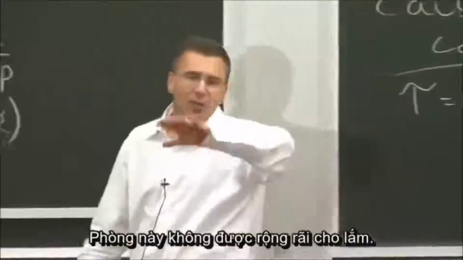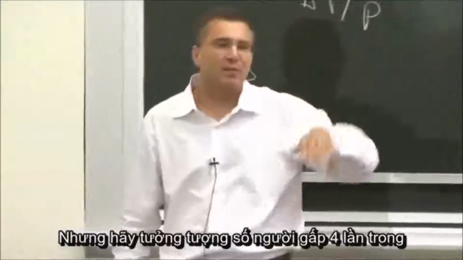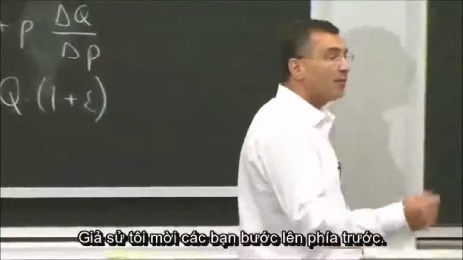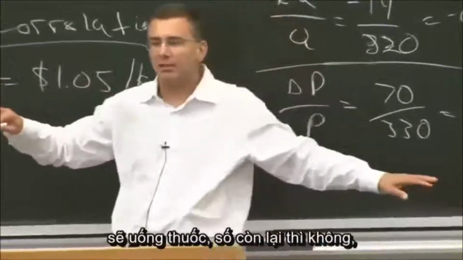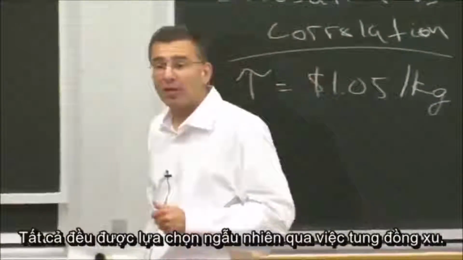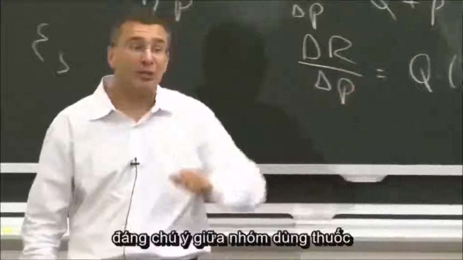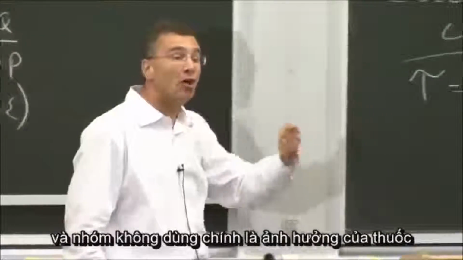Because if, let's take this, well, this room isn't quite big enough. We all know the law of large numbers. But imagine there were 4 times as many people in this room or 5 times as many people in this room. Okay? And I had you come to the front, and I flipped a coin and said half of you are going to take the drug and half of you are not. Okay? Randomly by the flip of a coin. Then by definition, any statistically noticeable differences I get between the group that takes the drug and the group that doesn't is caused by the drug.